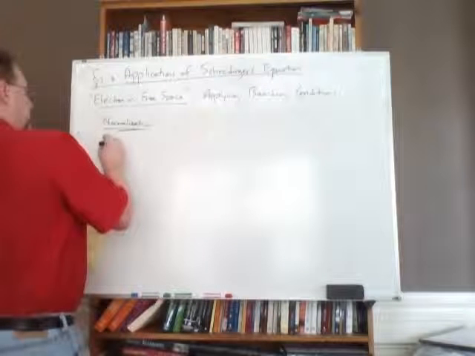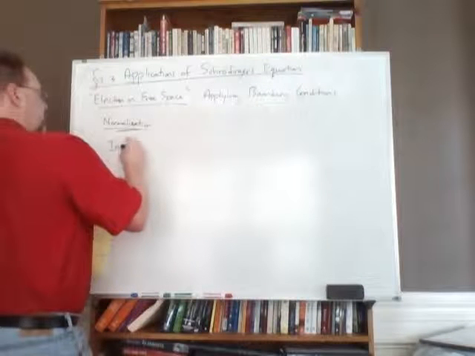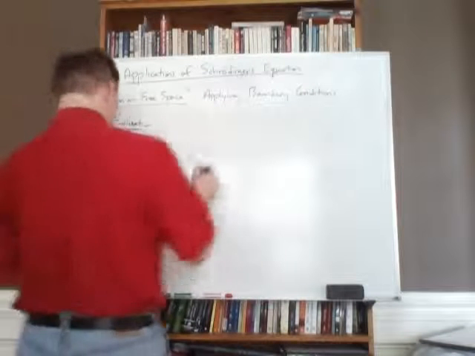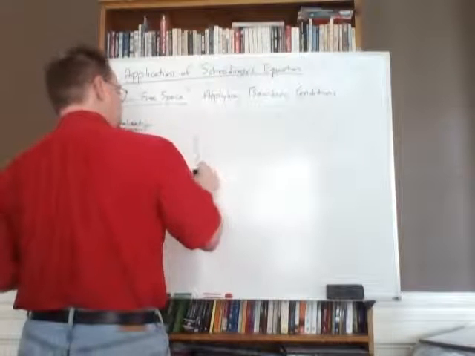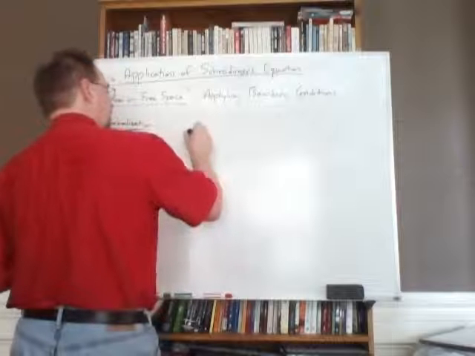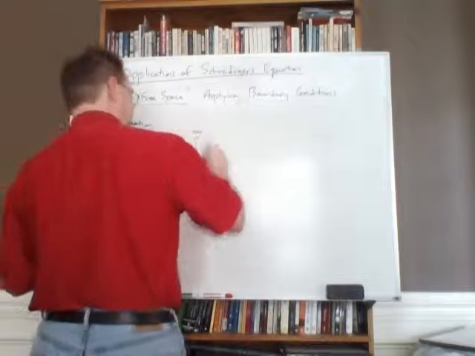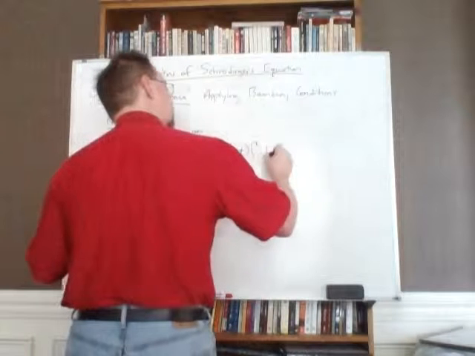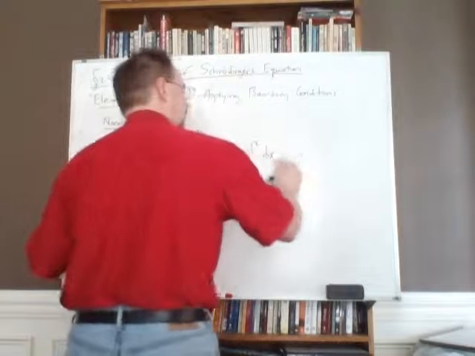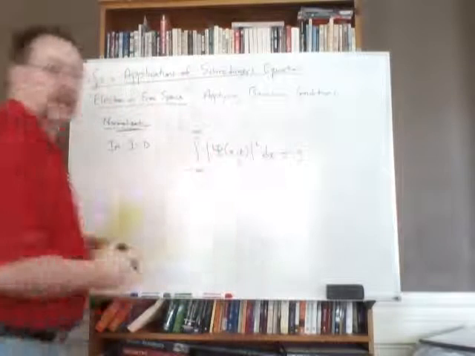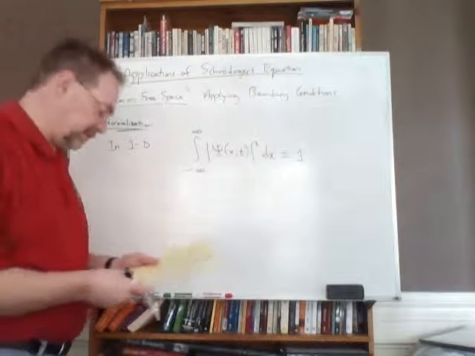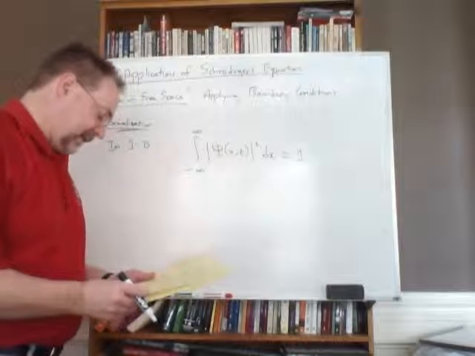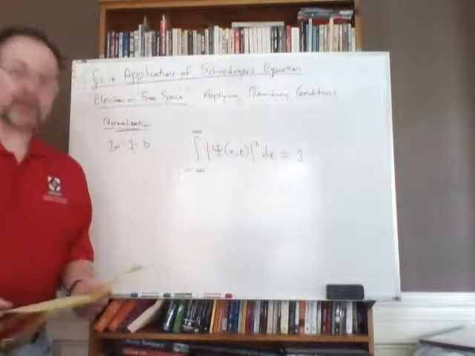Well, in one dimension, in 1D, our integral over all space amounts to integrating from negative infinity to infinity in x. And that integral is equal to 1 for normalization. Now, we have to use some more intuition.